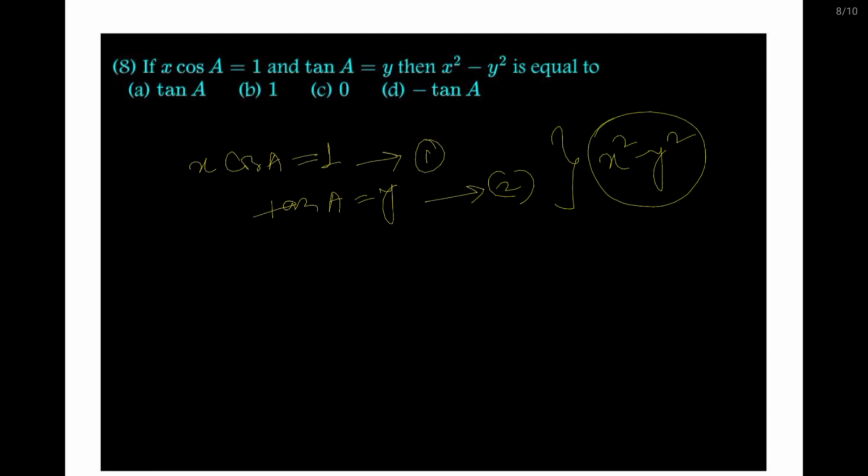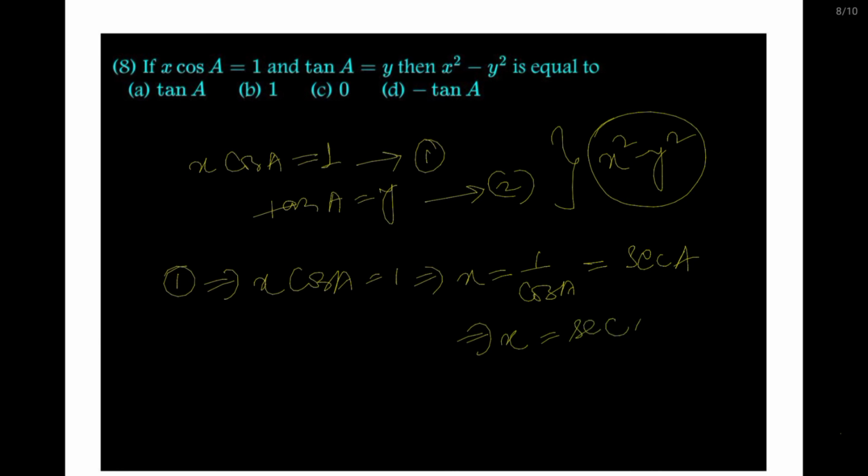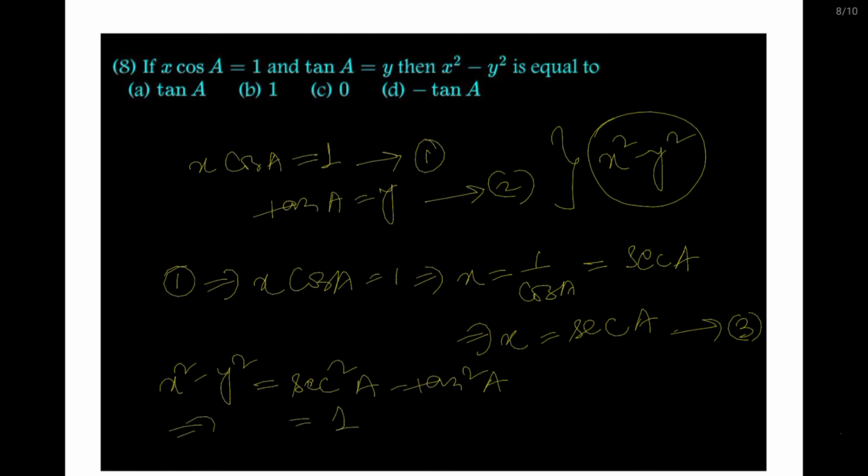Now, if we simplify equation 1, x cos a is equal to 1, for x, then we will get x is equal to 1 by cos a. And 1 by cos a is nothing but sec a. So x is equal to sec a. This is equation number 3. So, now subtracting y square from x square, we will get sec square a minus tan square a is equal to 1. So x square minus y square is equal to 1. So 1 is the answer. Let's move on to the next question.